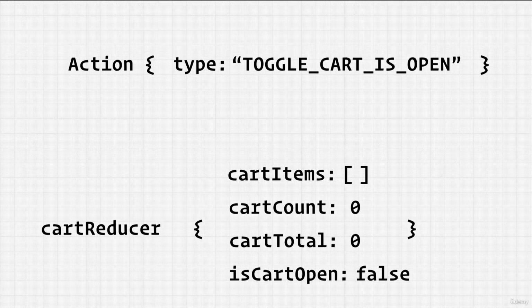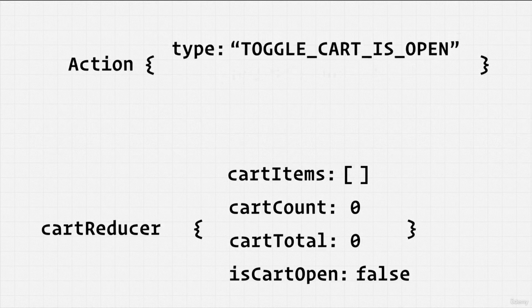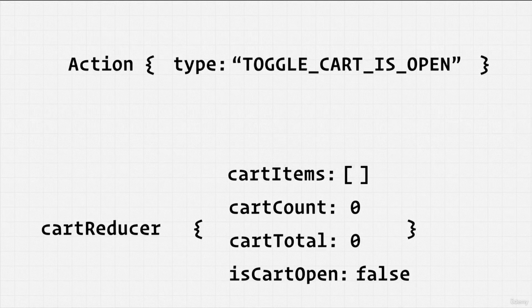That's a string. There is, again, an optional payload, but because we're toggling a value, we're using the previous value and switching it to the opposite value. So if it's false, it's true. If it's true, it's false. So payload doesn't matter here. We don't actually need a payload to toggle anything. Because payload isn't defined, we don't need to pass it. It's just an action with a type of string, toggle cart is open.